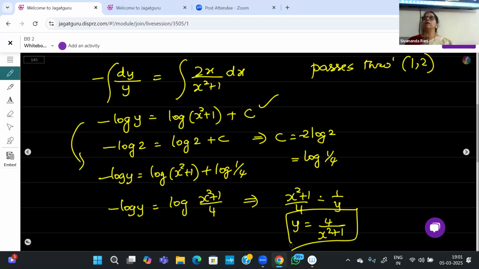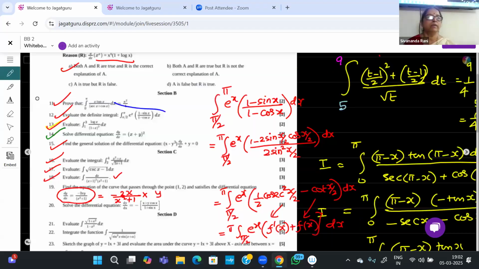Did anyone get this already? This is fine. So always remember, when there is already scope for you to factorize or it's already factorized, you have nothing much to do, okay? Because it's very, very conducive for separation.